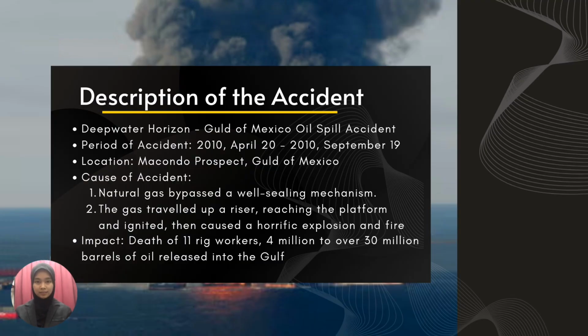Description of the accident. On the 20th April 2010, a catastrophic explosion occurred on the Deepwater Horizon oil rig in the Gulf of Mexico, about 41 miles off the coast of Louisiana. The accident was caused by the loss of well control, which led to an uncontrolled release of oil and gas. The explosion and subsequent fire tragically claimed the lives of 11 rig workers and resulted in an unprecedented oil spill, with estimates ranging from 4 million to over 30 million barrels of oil released into the Gulf.